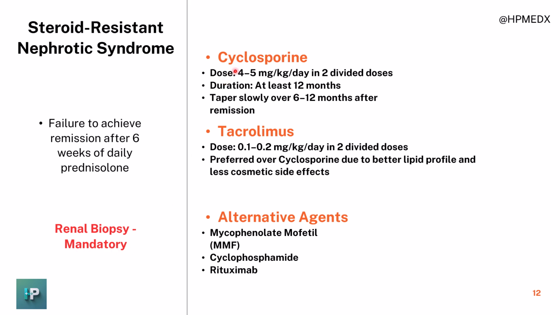And then the main drugs used are cyclosporin and tacrolimus. Cyclosporin is given at a dose of 4 to 5 milligram per kg per day in 2 divided doses for a duration of 12 months, and then tapered slowly. And tacrolimus is given at a dose of 0.1 to 0.2 milligram per kg per day in 2 divided doses, and it is preferred over cyclosporin because of better lipid profile and fewer cosmetic side effects. And other alternative drugs are mycophenolate mofetil, cyclophosphamide, rituximab.